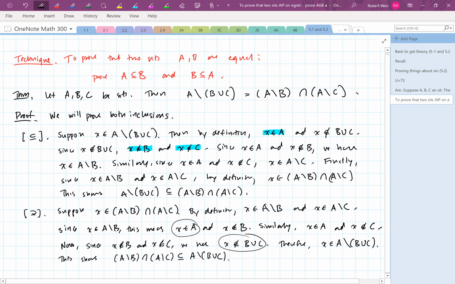And now, since we've shown both inclusions, that shows equality. So since we have shown both containments, this proves equality.